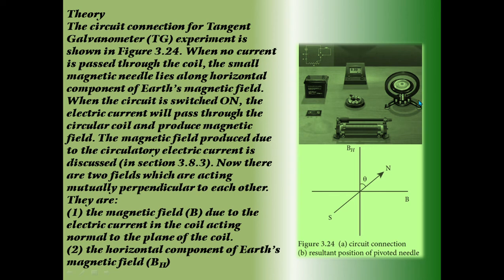Now there are two magnetic fields acting mutually perpendicular to each other. First, the magnetic field B due to the electric current in the coil, acting normal to the plane of the coil. Second, the horizontal component of earth's magnetic field, which we already know. So earth's magnetic field is one field, and the other is produced by the electric current.